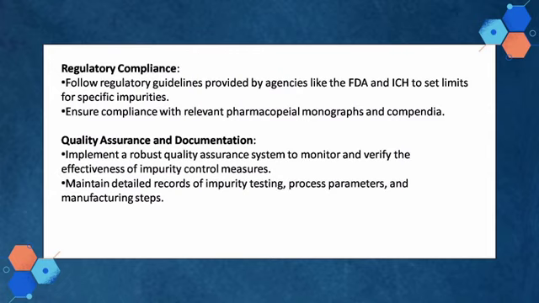Eleventh and the last is quality assurance and documentation. Under this, implement a robust quality assurance system to monitor and verify the effectiveness of impurity control measures. Maintain detailed records of impurity testing, process parameters, and manufacturing steps.